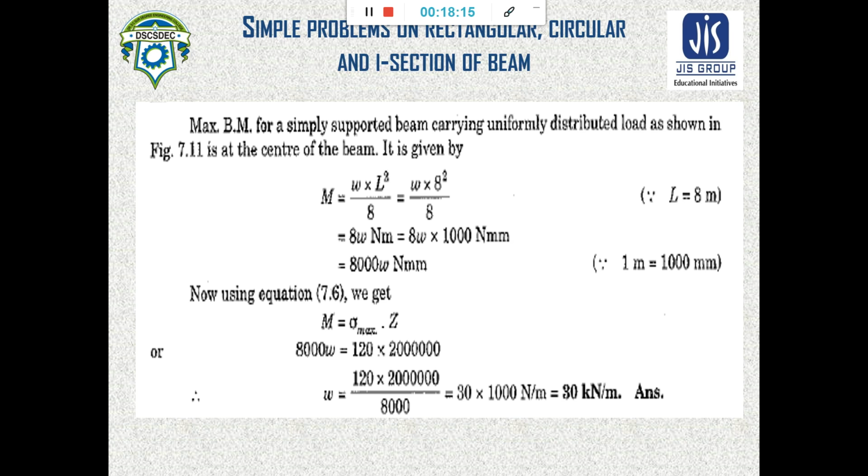Now this is the maximum bending moment, and this moment will be equal to our moment of resistance equation. Moment is equal to sigma max into Z, and that sigma max value is given, the Z value we just found out, and M is equal to 8000 W. So W can be found out very easily from this equation, and W is 30 kilonewton per meter. So that is how the problems are treated.